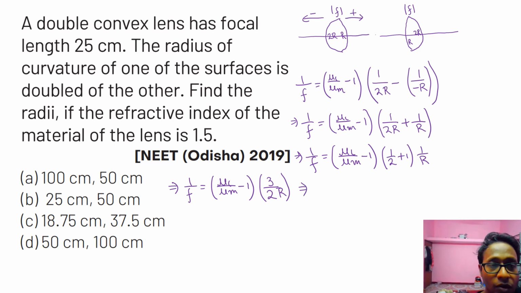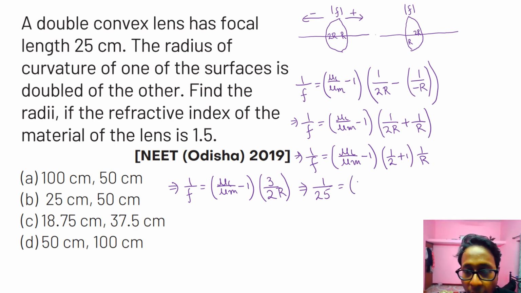Now what is this? 1 by 25, or 1 by focal length. What is the refractive index of lens? 1.5. Refractive index of air is 1, minus 1, into 3 by 2r. 3 by 2 into 1 by r, or 3 by 2r.